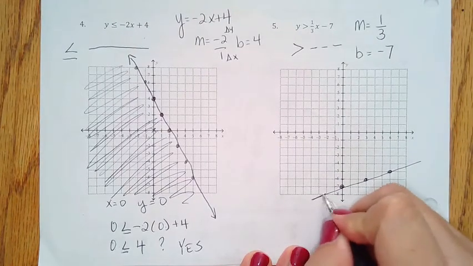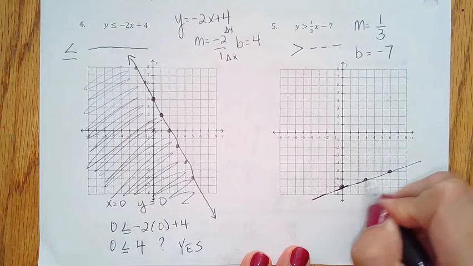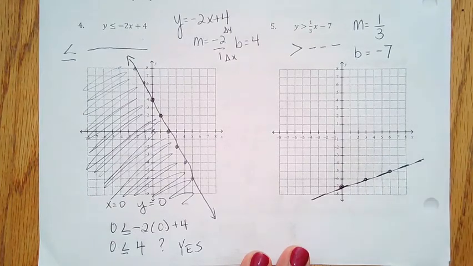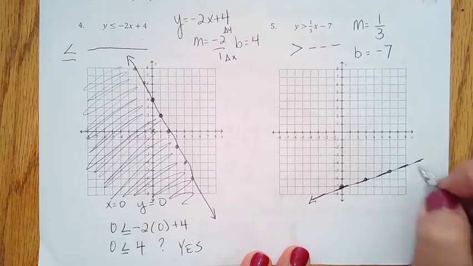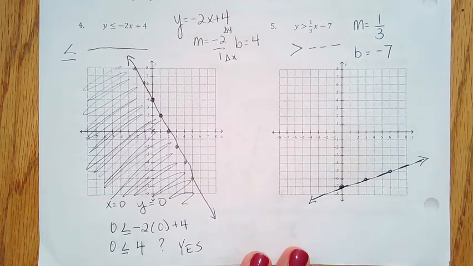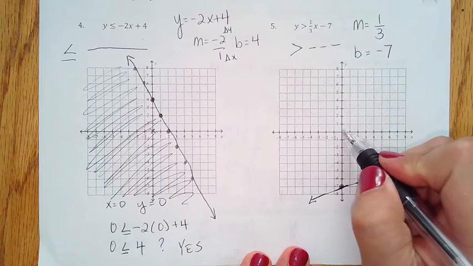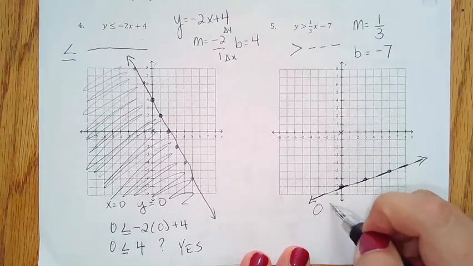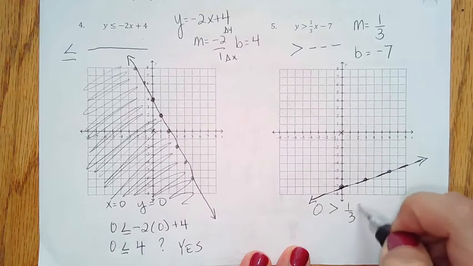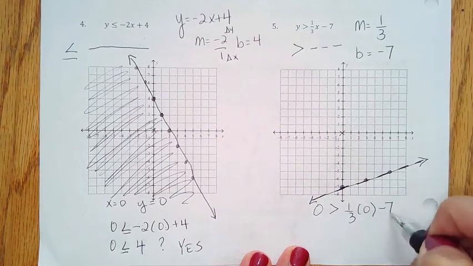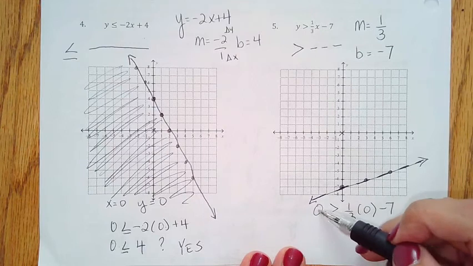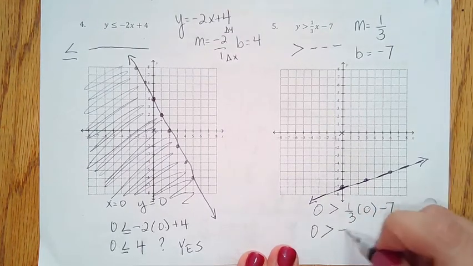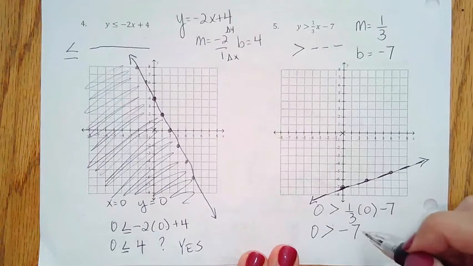Oops, oh shoot. I'm sorry, guys. Pretend that is dotted. Now I have to use my test point to see where I shade. So I'm going to use 0, 0 again. I get 0 is greater than 1/3 times 0 minus 7. I plugged 0 in for y and 0 in for x. So when I simplify that, I get 0 is greater than negative 7.